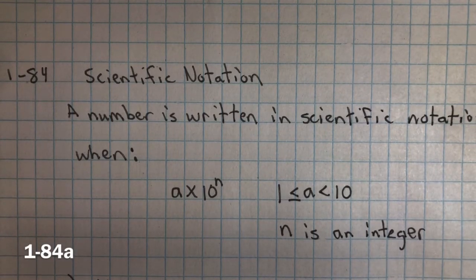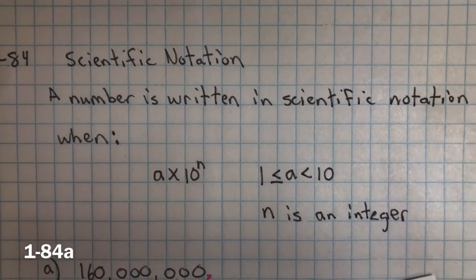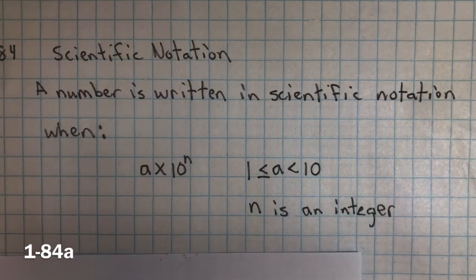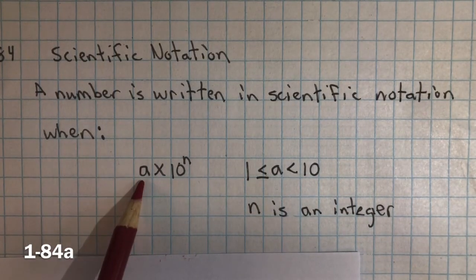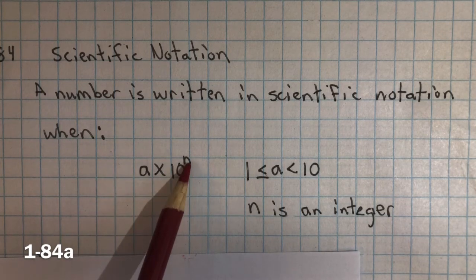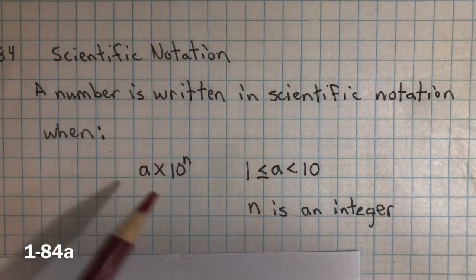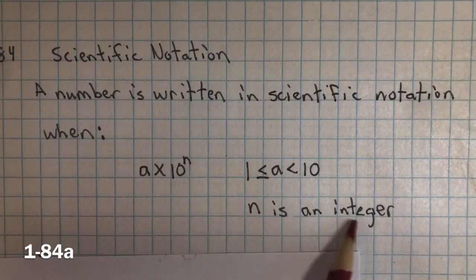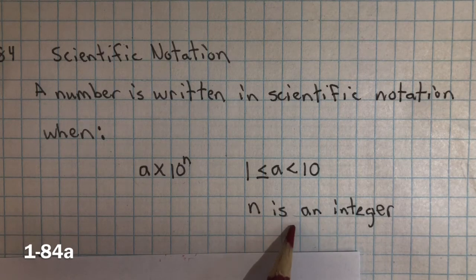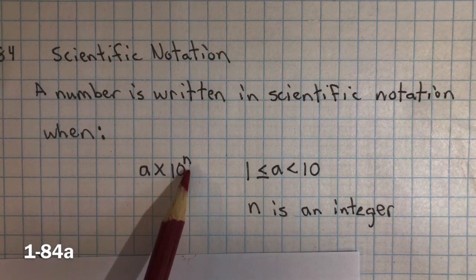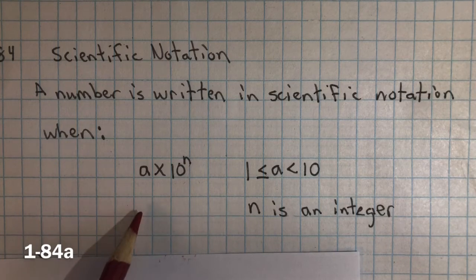For 194, we're going to write each number in scientific notation. So let's do a review of scientific notation. A number is written in scientific notation when it is a multiplied by 10 to the n, the power. So when it's written in this form, n is an integer. Integers are positive whole numbers and their opposites: 0, 1, 2, 3, 4, 5, and their opposites -1, -2, -3, and so forth.